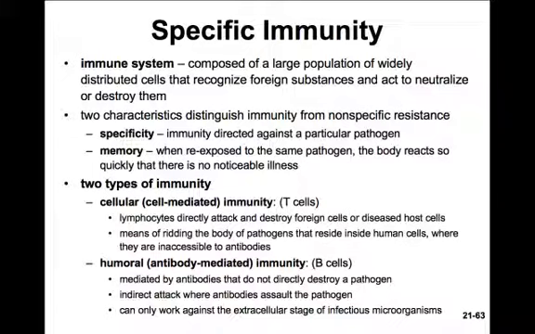Humoral immunity is antibody-mediated immunity. It's mediated predominantly by the B cells. And antibodies, in this case, attack the enemy as it's floating around in the blood. They don't directly destroy the pathogen, but they label them for attack. The key here is the humoral response can only work against the extracellular stage of infectious microorganisms. The B cells can't help out once the pathogen enters a cell.